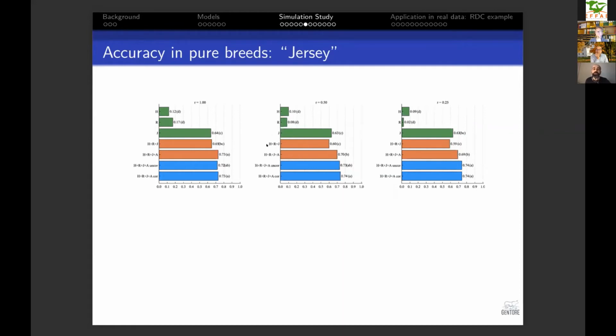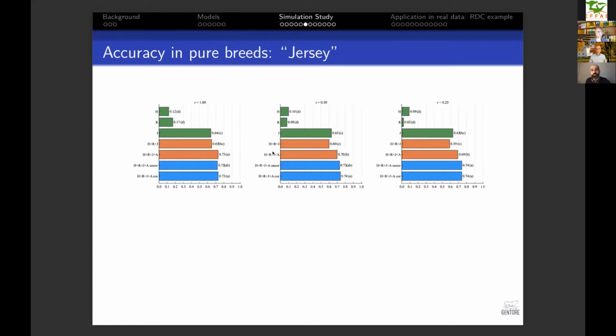So when we combine data from Holstein, red and Jersey, we can see that it gave us lower accuracies than using only the Jersey breed, depending on the QTL effect correlation. But if you look here, there's actually little or no benefit, even when the QTL effects are identical.